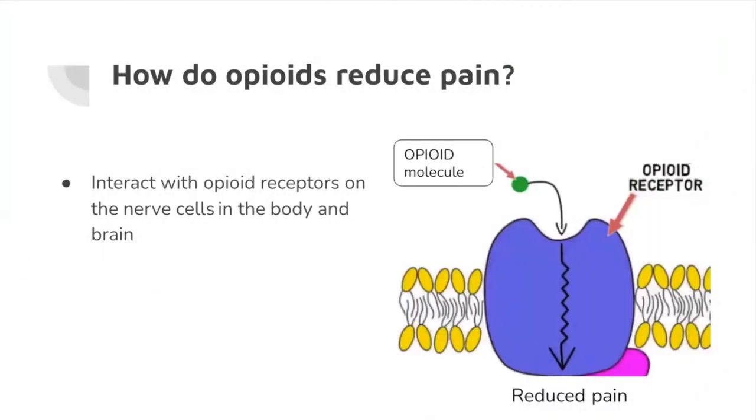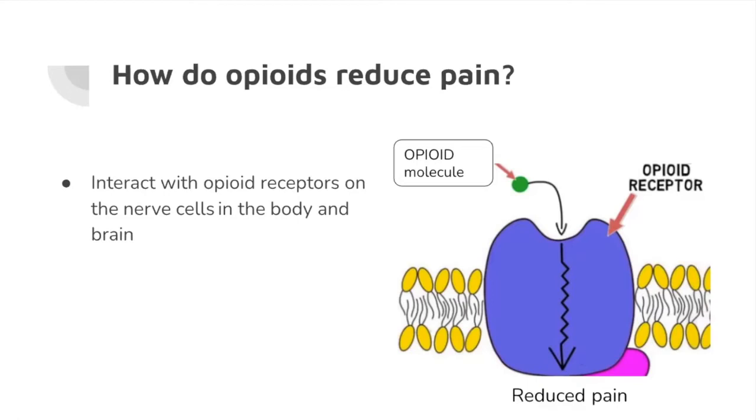So how do opioids reduce pain? Imagine this green particle over here being the opioid molecule, which is the smallest particle of the pill or whatever form the opioid comes in. What it does is it binds to another bigger molecule called an opioid receptor, which sits on the nerve cells in our body and our brain. So imagine this blue is that big receptor. The green is the opioid molecule. They bind to each other, and then a lot of other reactions take place, which eventually leads to reduced pain.